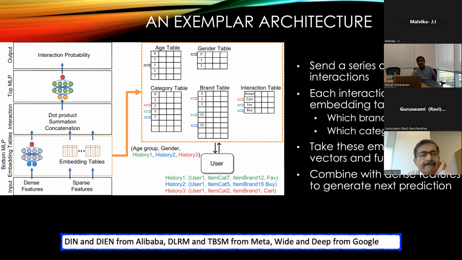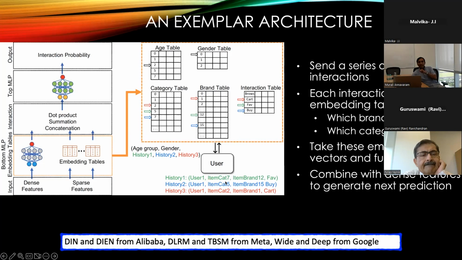Now, with this architecture in mind, how does one get recommendations? Imagine that we have trained this system. How does one actually get a recommendation out of this system? The way one gets a recommendation out of this system is as follows. Take a look at these 3 histories of past user interactions from user 1. So user 1 had interacted with the system 3 times in the past.